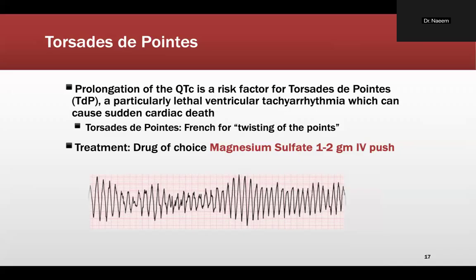It's an electrolyte, magnesium. So we give magnesium IV. We give 1 to 2 grams of it. That is pushed, which means given all at once. So that is the treatment of choice, and that's what you should definitely remember. And as you can see, the EKG strip at the end looks very scary, just because it looks extremely chaotic and abnormal.